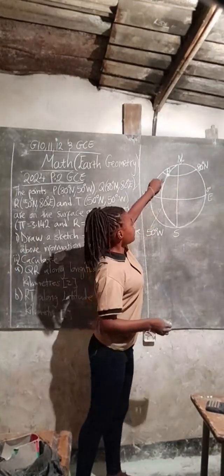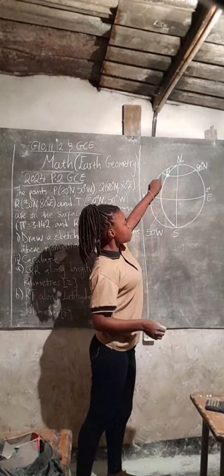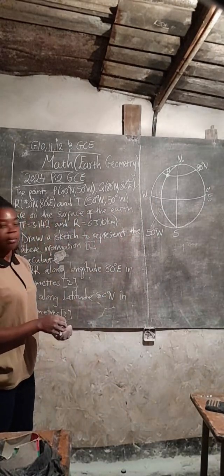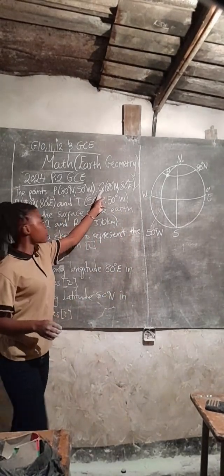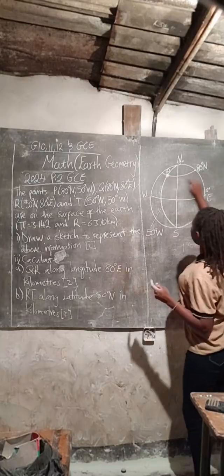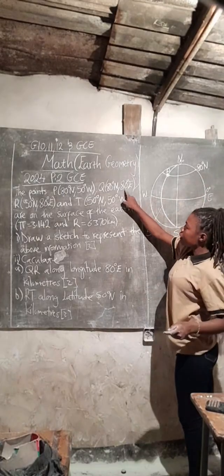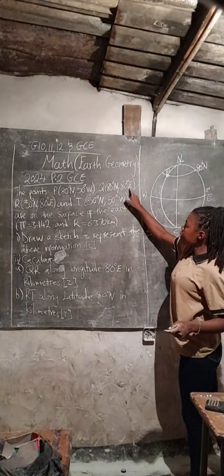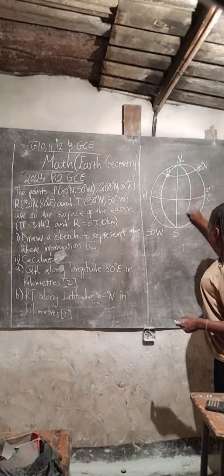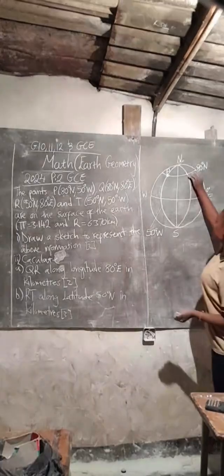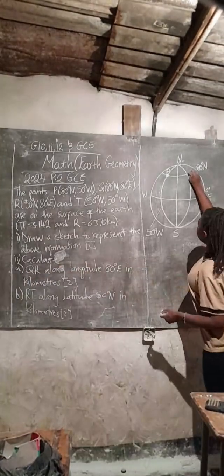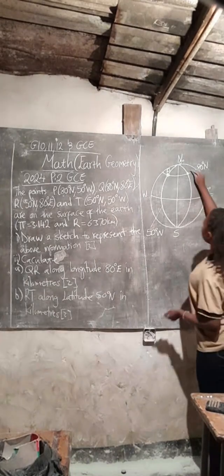So I'm saying point P is on latitude 80 degrees north and longitude 50 degrees west. Let's look at point Q. Point Q is also on 80 degrees north, so it is on this same line, but 80 degrees east. So this line is passing on the eastern hemisphere. It will be this line. Where are they meeting? They're meeting here. So that is where we're finding our point Q.